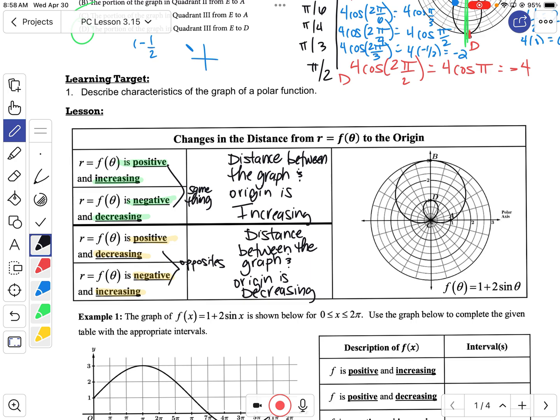Right? Well, now how in the devil do we figure out where those things are happening? How can we tell when it's positive and increasing or positive and decreasing? What we're going to do is take that polar equation and graph it on a rectangular coordinate system, because I know what that graph looks like for sure on a rectangular coordinate system. That's a sine graph that we've done something with. We're going to graph it from 0 to 2 pi, because that would be one complete revolution around the pole.